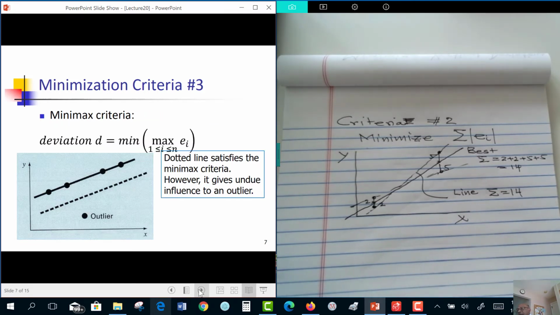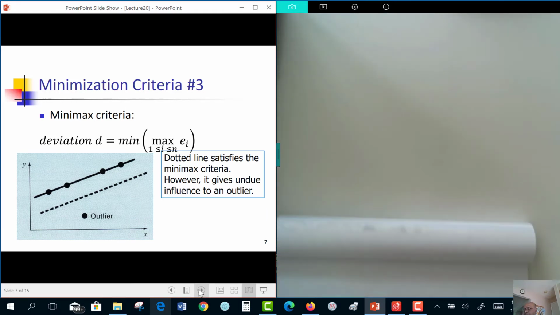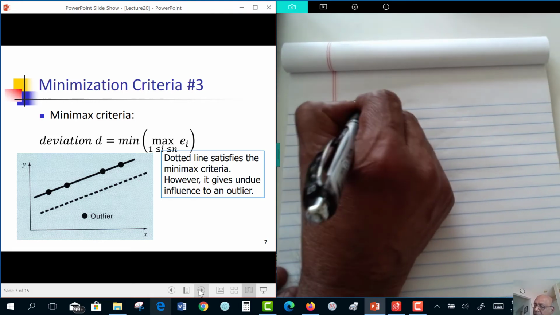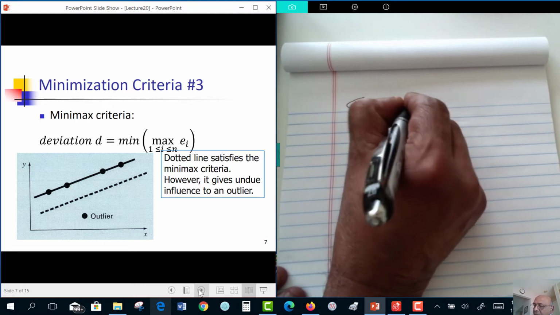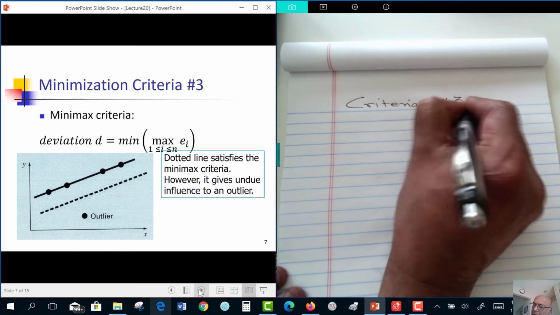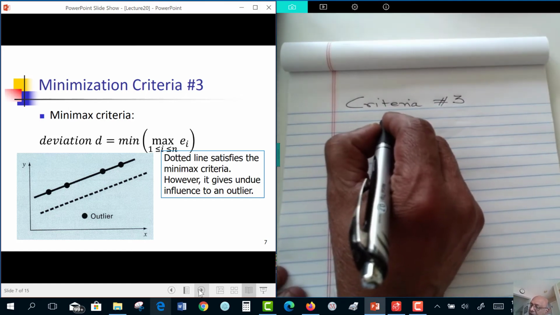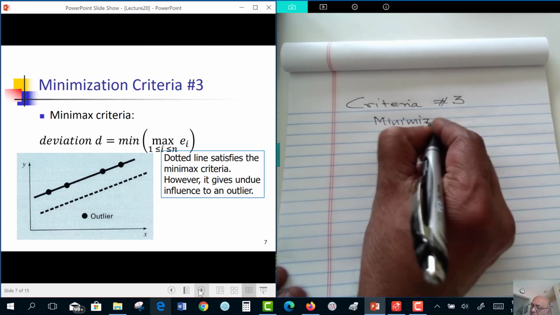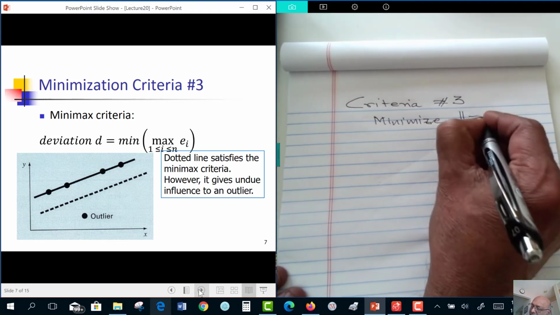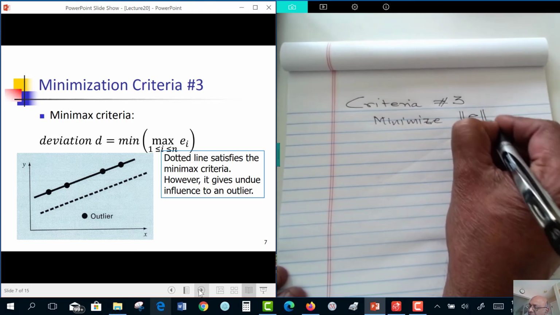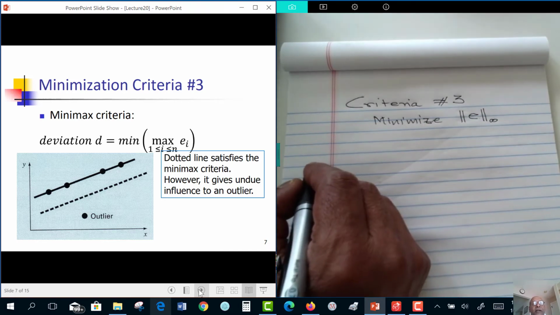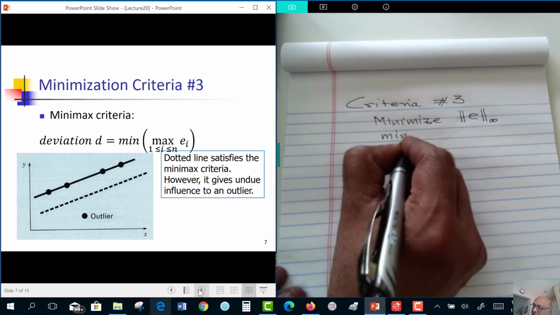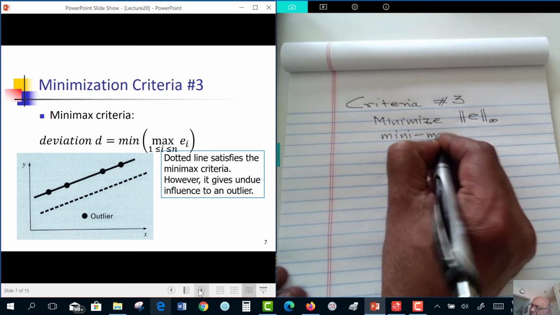Okay, let's try another criteria. This time, let us try to minimize the largest deviation. So if we take our E vector, we minimize the infinite norm. This is also called the minimax criteria. We are minimizing the max norm.